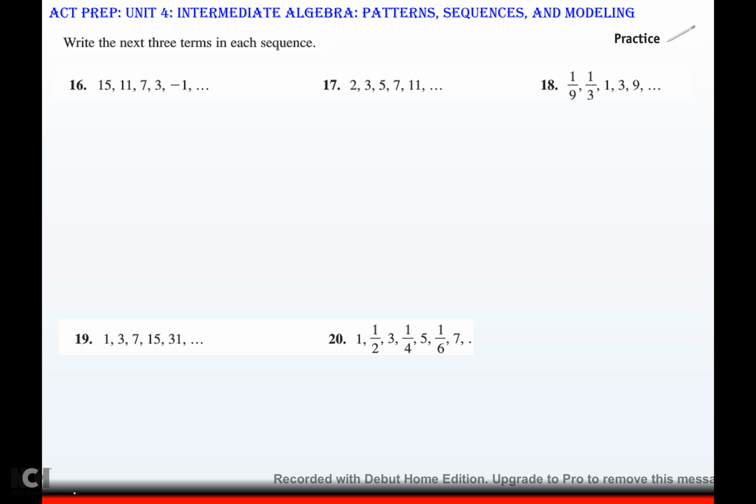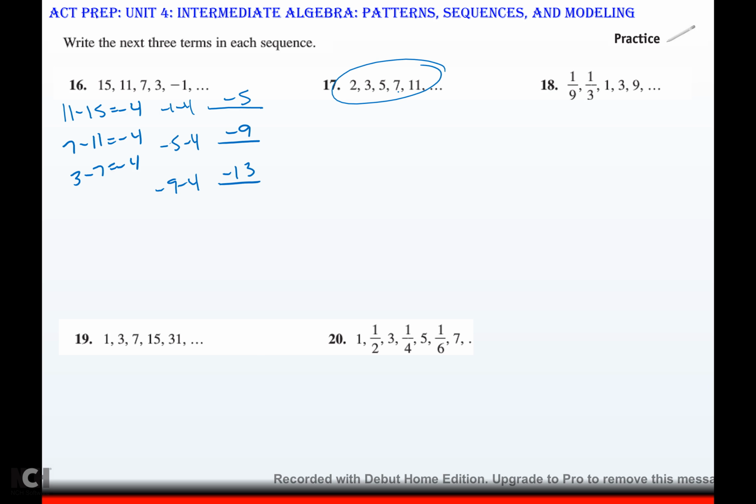Alright. On this one, looks like they're going down, so I'm going to try arithmetic. 11 minus 15 would be negative 4. 7 minus 11 would be negative 4. 3 minus 7 would be negative 4. So they're subtracting 4 every time. So to get my next 3, I take negative 1 minus 4 would be negative 5. Negative 5 minus 4 would be negative 9. Negative 9 minus 4 would be negative 13.